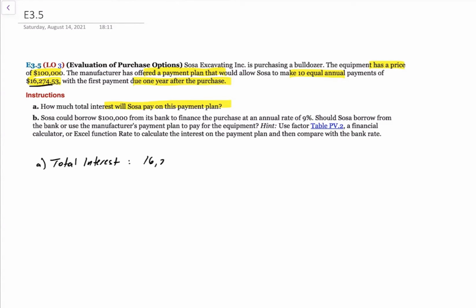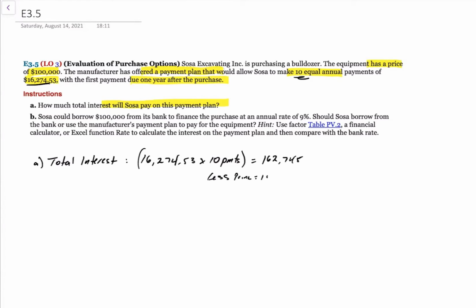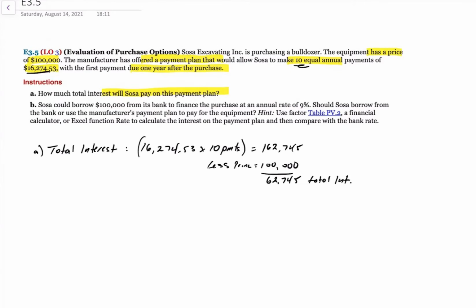So 16,274.53 times 10 payments. What is that? 162,745, less the principal of 100,000. So you're looking at 62,745 in total interest.